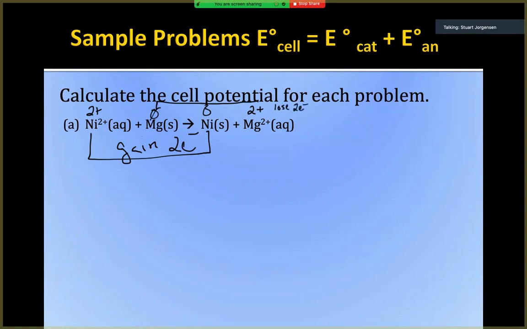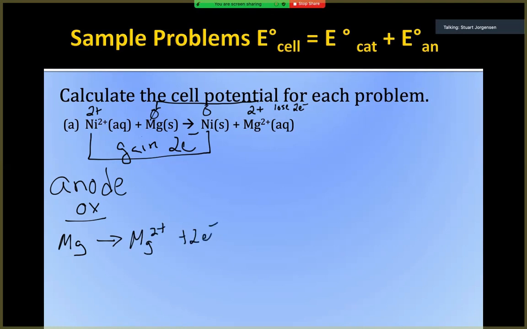Okay, so if we're thinking about what's going on here at the anode, remember that anode is oxidation, the losing of electrons. We know our magnesium is gonna turn into magnesium 2 plus and kick off 2 electrons. At the cathode, or the reduction half reaction, where we're gaining our electrons, we know our nickel 2 plus is going to gain 2 electrons to turn into our neutral nickel.